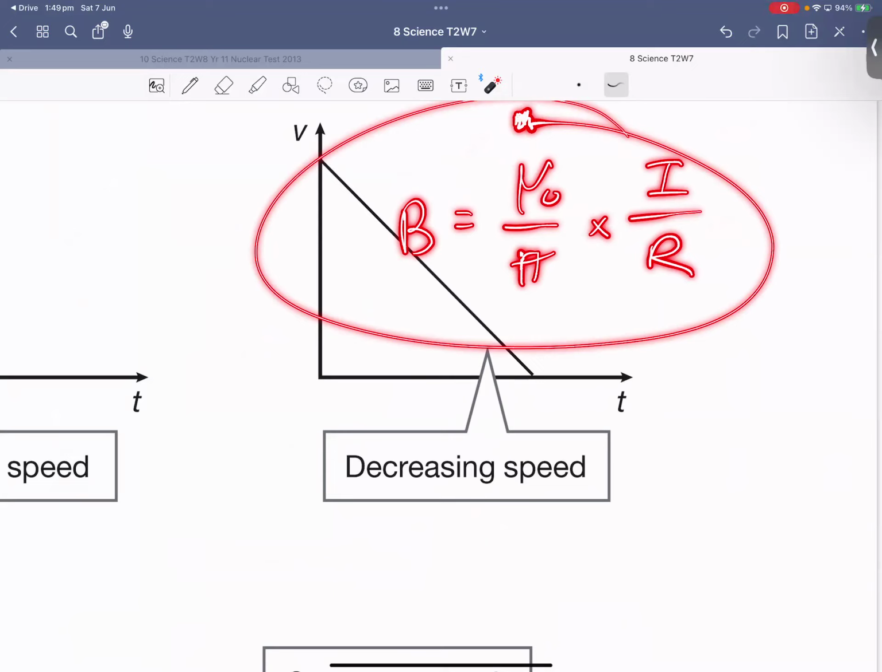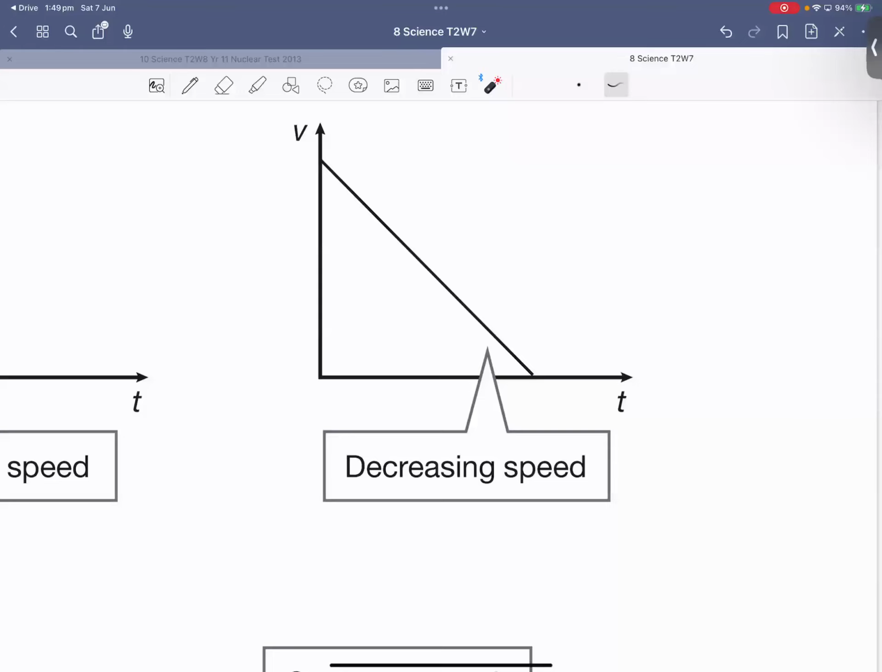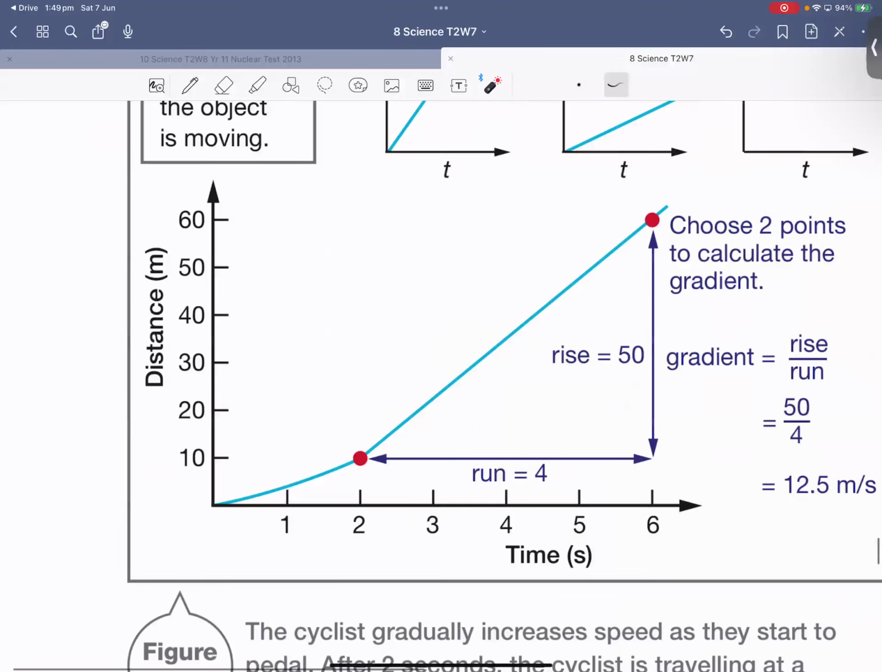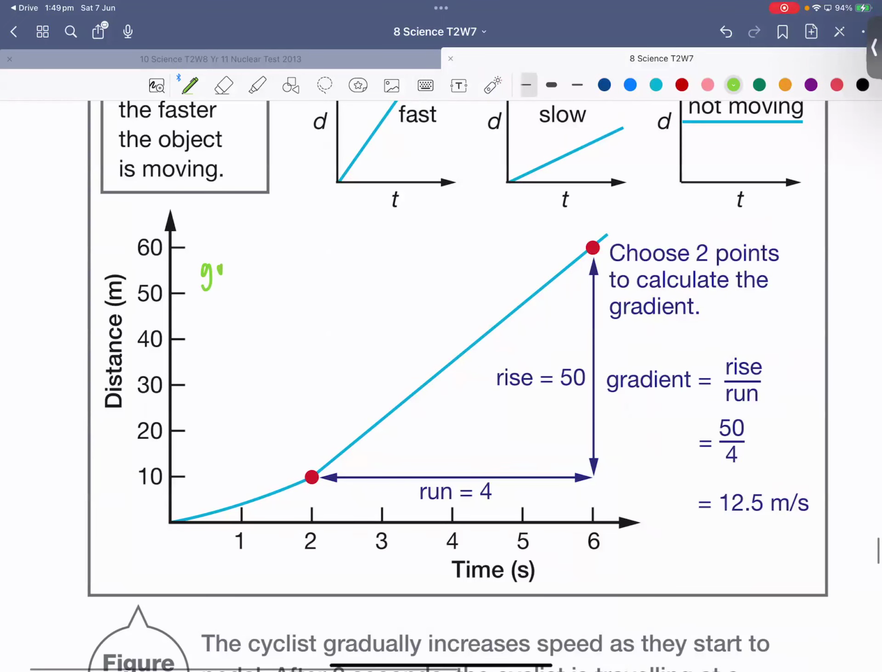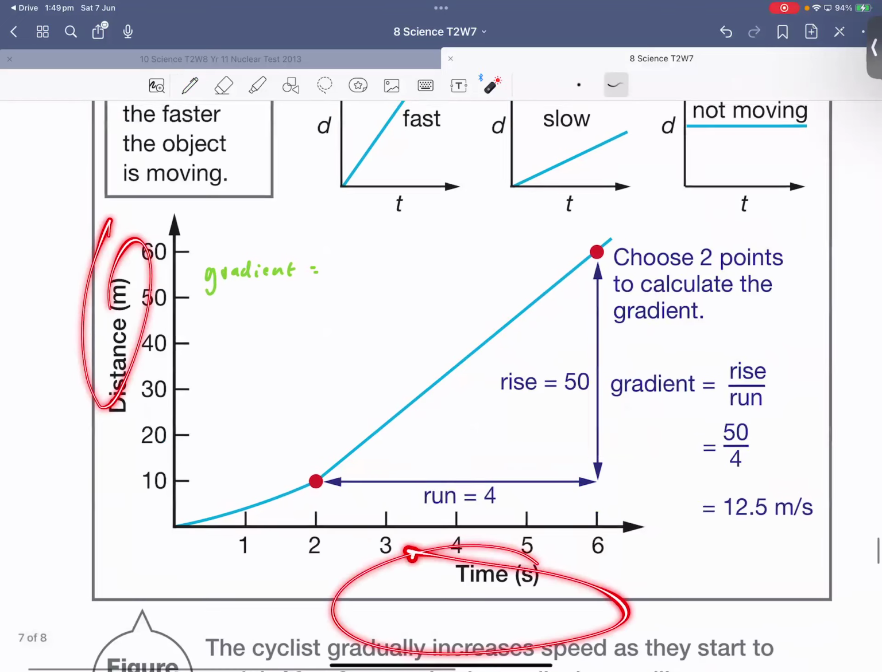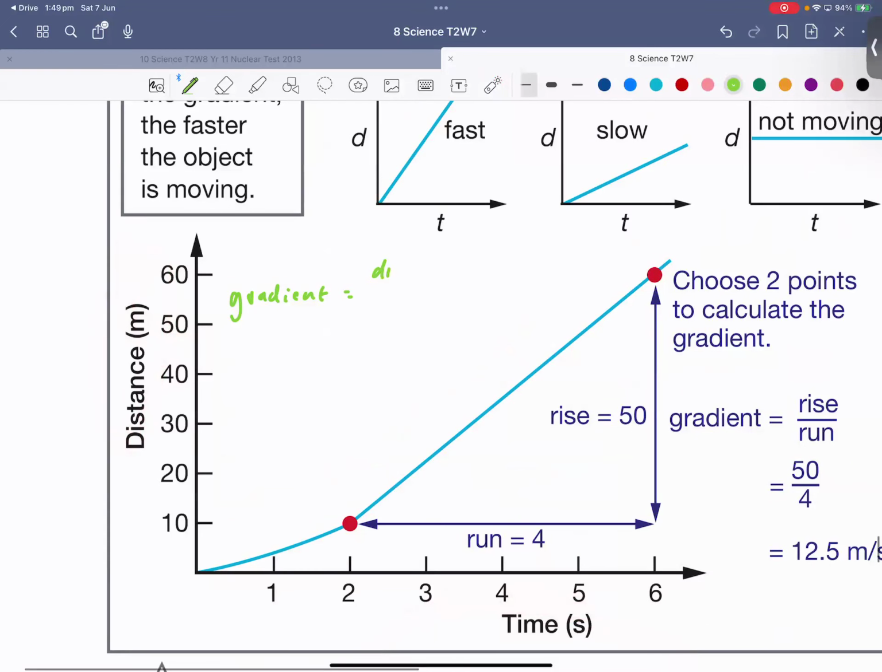What does the gradient mean? The tip in finding what a gradient means is this. We always think gradient is rise over run. Rise has to do with the y-axis, right? Run is x. Hence, you can just think of gradient as dividing whatever your y-axis label is by your x-axis label. So gradient is equal to distance divided by time. And that is average speed.